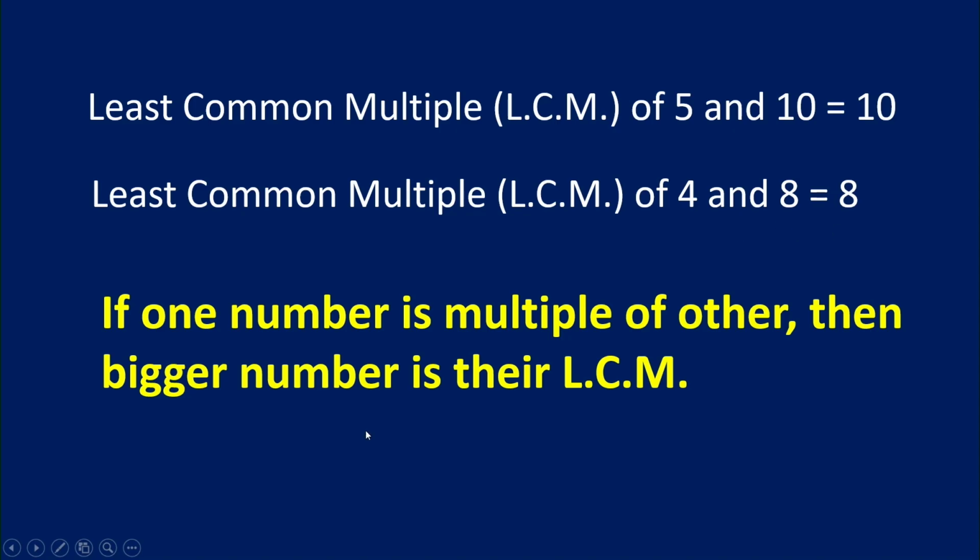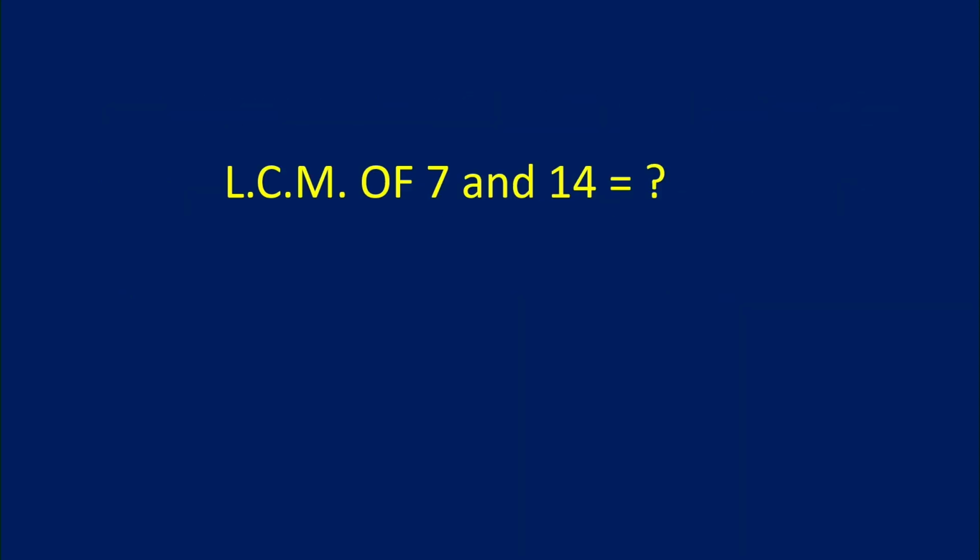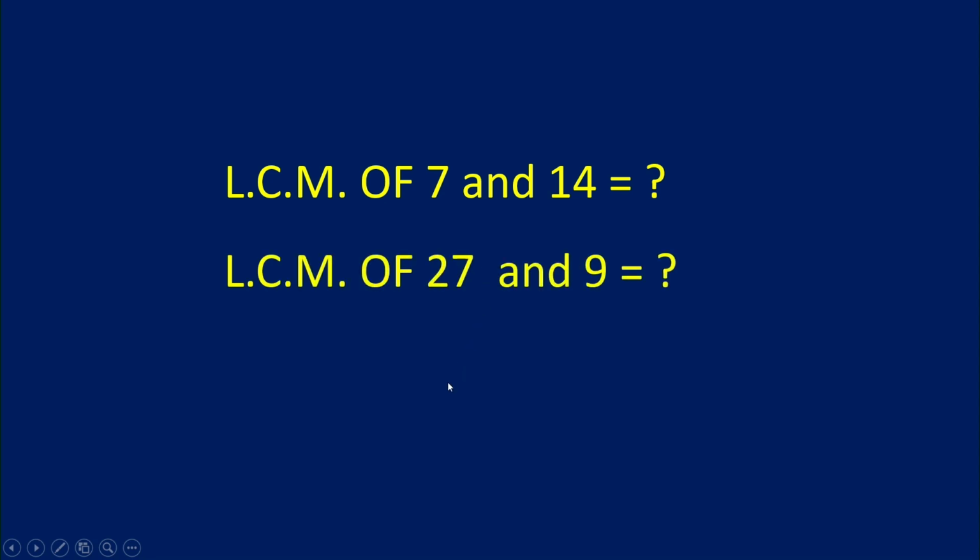Without writing all the multiples of two numbers, if one number is a multiple of the other, we can write that the LCM is the bigger number. Now try to answer these questions. What is the LCM of 7 and 14? Write in your notebook. LCM of 7 and 14 is 14 obviously, and write the LCM of 27 and 9. LCM is obviously, yes, you are right, 27.